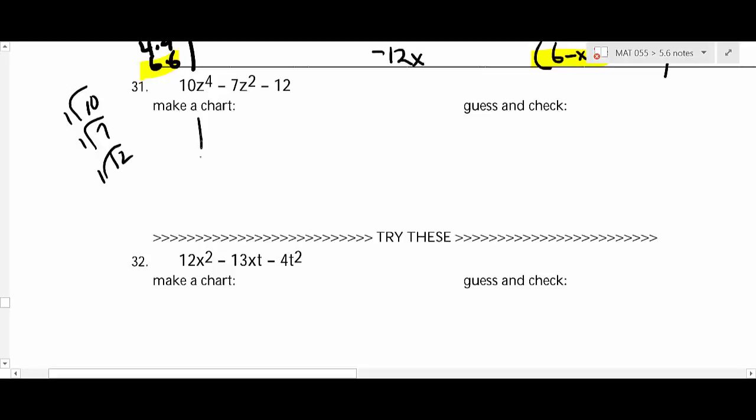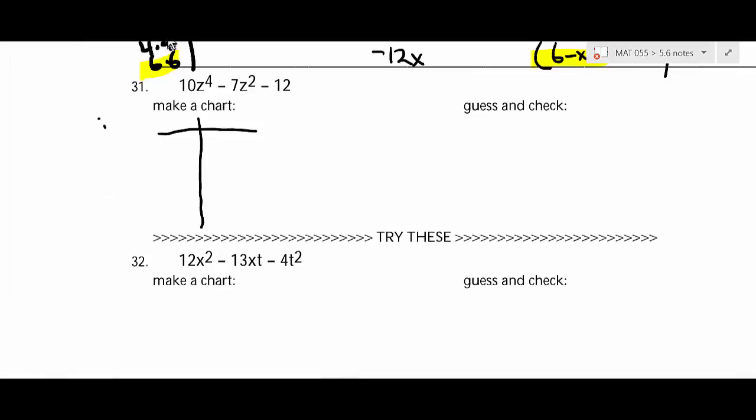So what I'm going to have you do is make a chart on this. When you're doing your homework, you don't have to do this. I'm just trying to show you a strategy that gets you organized. So the first term is the 10z to the 4th. The possible things that multiply to give that are going to be 1z to the 2nd and 10z to the 2nd.